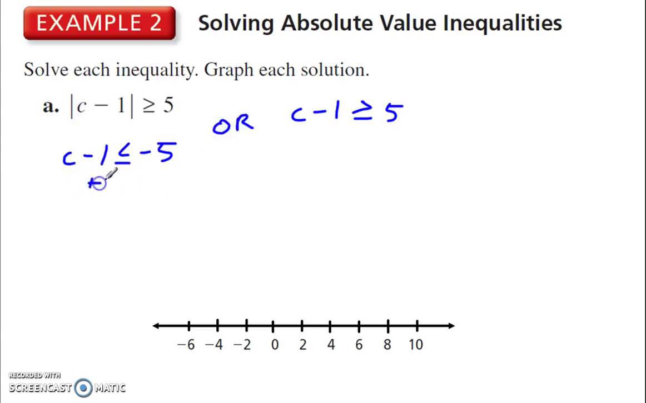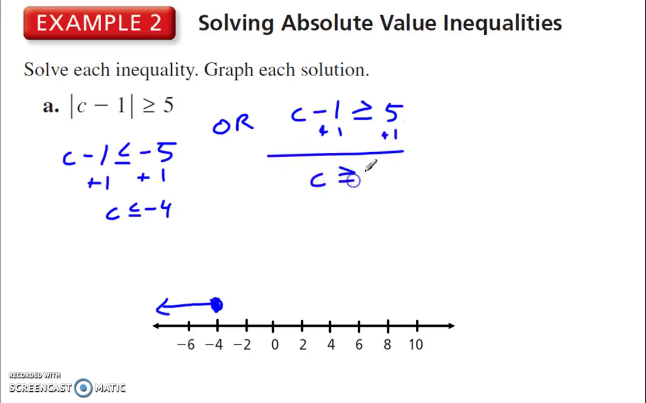Solve each of these by adding 1 to each side. C is less than or equal to negative 4. Closed circle at negative 4, less than, goes this way, plus 1 here. C is greater than or equal to 6. Find 6, closed circle, greater than.